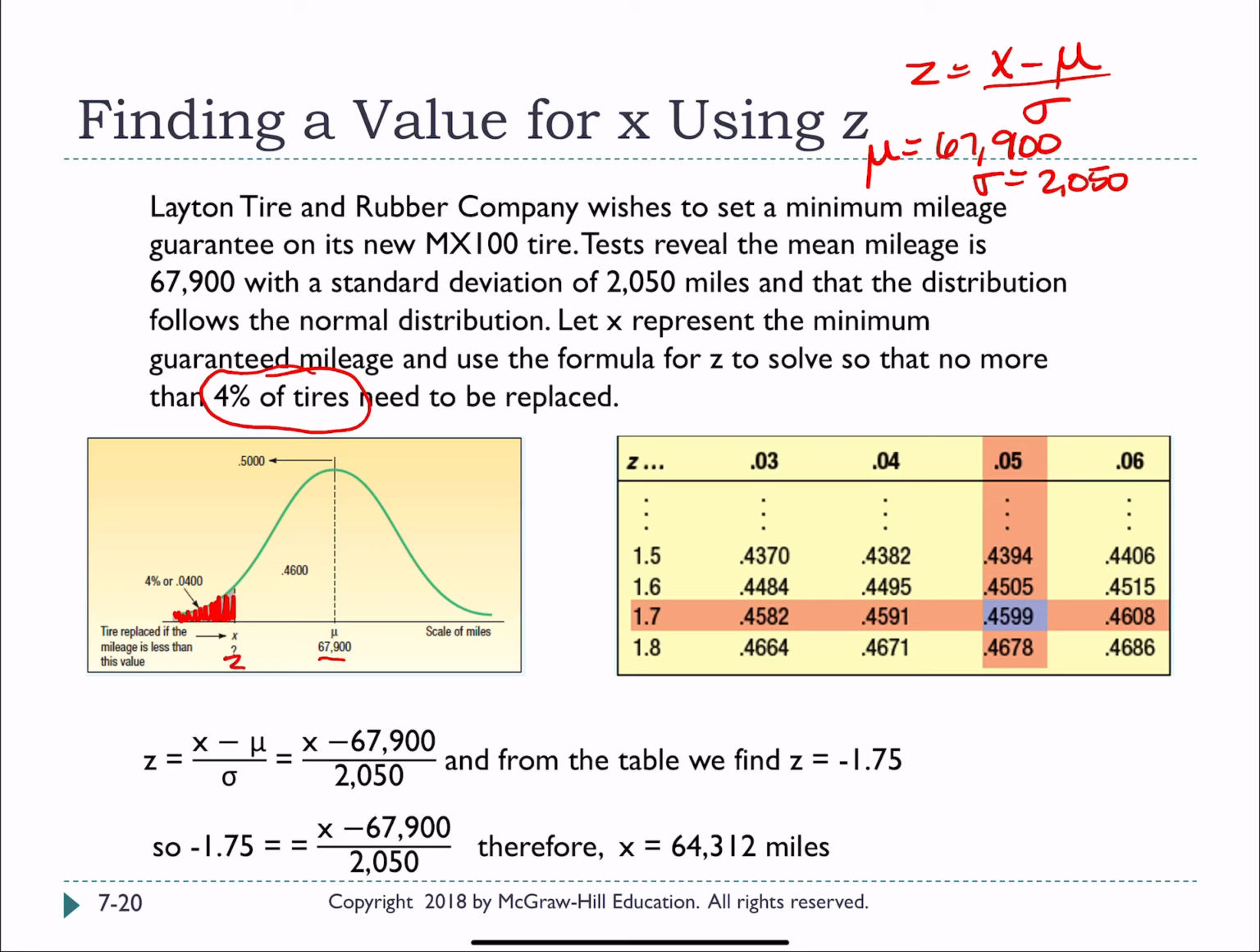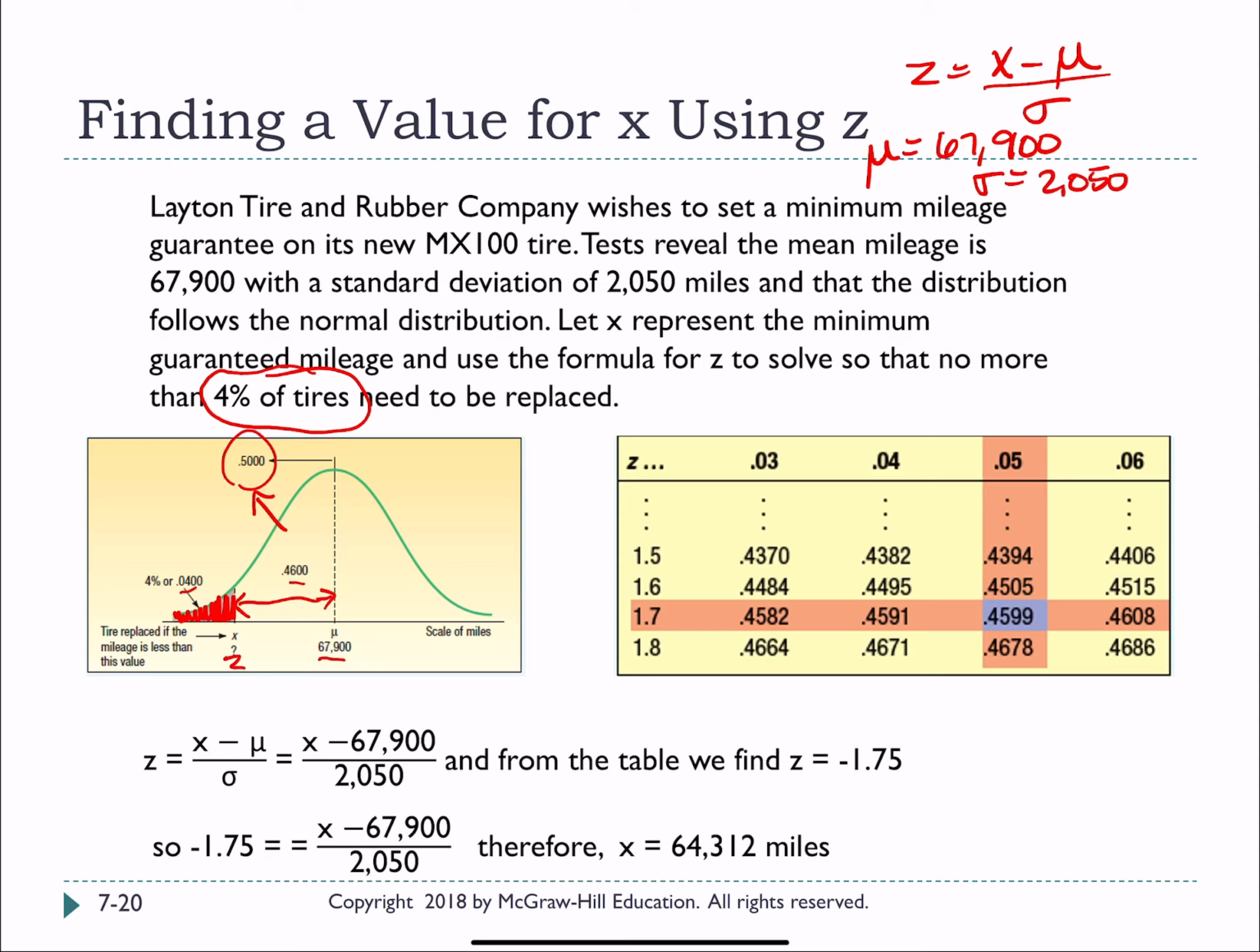So now I need to find the z value that corresponds to this so that I can find the x value for my minimum mileage guarantee. Remember, though, that our z's take us back to the mean, so we need to know the value from this point back here. Well, again, everything to the left of my mean is 0.5. So 0.5 minus 0.04 gives me an area under the curve of 0.46.